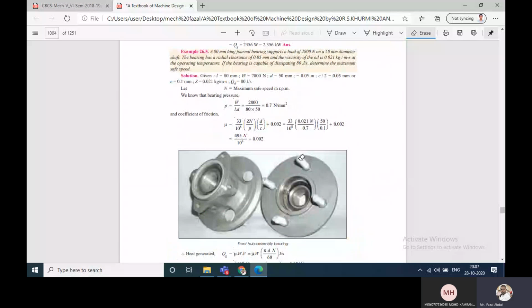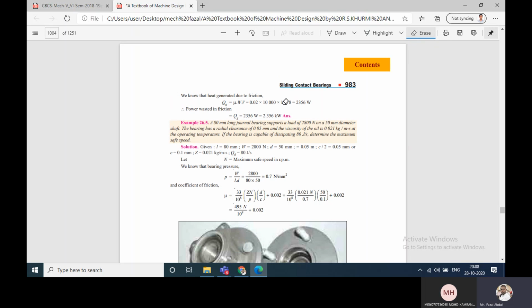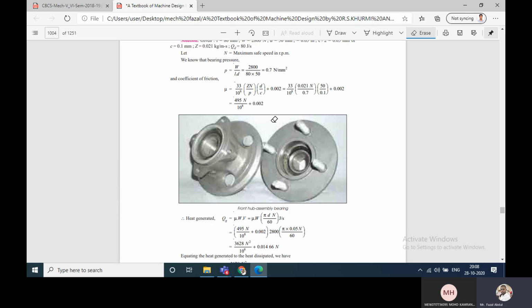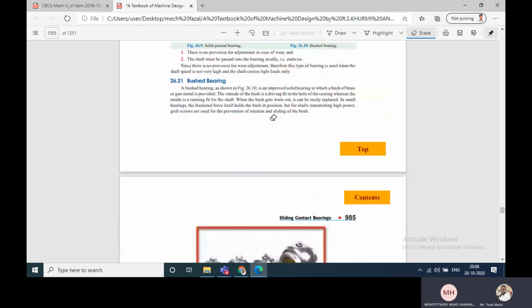My suggestion is you better be perfect with the sliding contact bearing. If you go to the rolling contact bearing, there are a lot of tables and a lot of relations. Just be perfect with the theory of rolling contact bearing. Sliding contact bearing has simple problems and simple theory. In rolling contact bearing, be perfect with the theory. My suggestion is don't go to the problems, because a lot of relations are there.